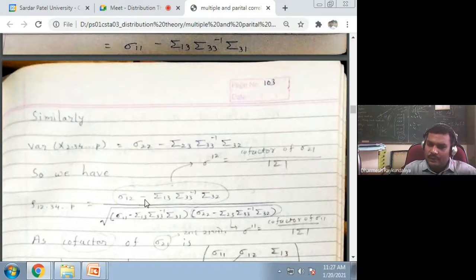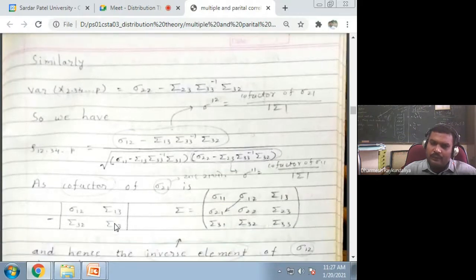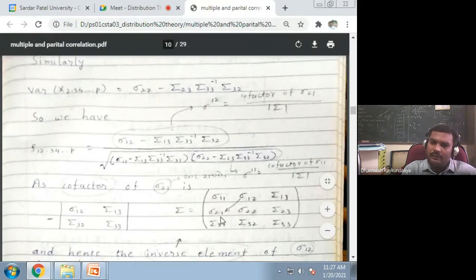Now, what is this, sigma 1 2 minus sigma 1 3? It says that it is a cofactor of sigma 1 2. So let us identify how to find the cofactor. We know what sigma is; sigma is nothing but this. If I am taking the cofactor of sigma 2 1, how to find the cofactor? I have to remove this particular column and this particular row.